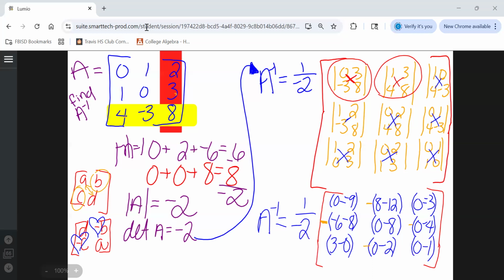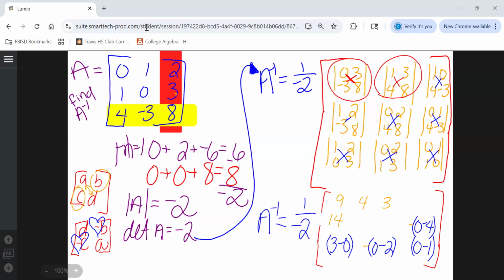Okay, now I'm going to go ahead and simplify it. So this piece right here, we have 0 minus -9, which is going to give me 9. Then we have 8 minus 12, which is going to give me negative 4, but multiplied by negative, which is going to give me positive 4. Then we have 0 minus negative 3, which is 3. Negative 6 minus 8, which is going to be negative 14, but multiplied by a negative, which is going to give me positive 14. 0 minus 8, which is negative 8.